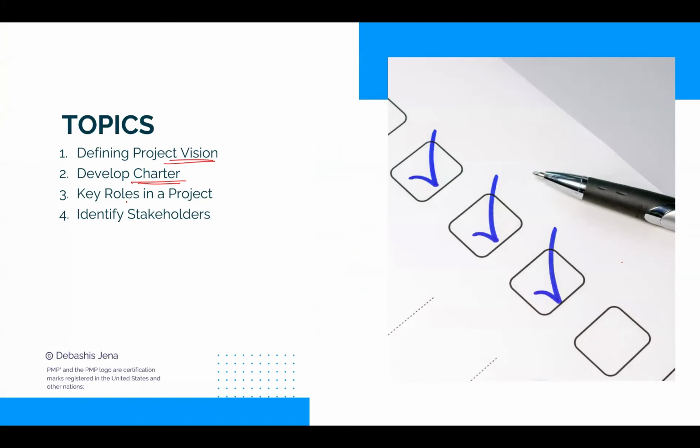Then I'll touch upon key roles in a project. You see what roles are needed in a project. And lastly, we'll talk about a process known as identify stakeholders. So we'll see what all things we do in this process. So these are the topics we have in initiation. Let's get started with the first one.